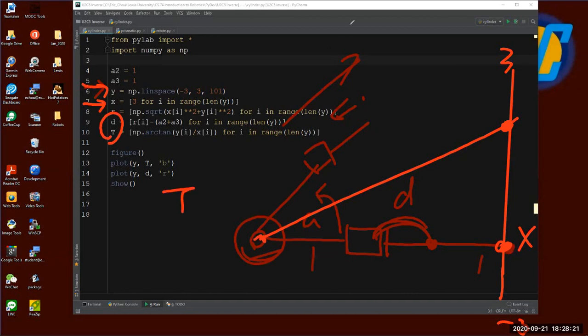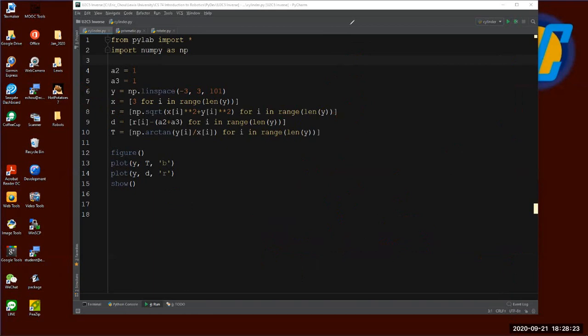So the formula we already showed in the previous lab. And here we use them to calculate the d and theta. And we can plot the d versus y. Because our x is fixed, so we use t, the theta, versus y, that will be in blue color, and d, the extension portion, versus y, that's in red color.